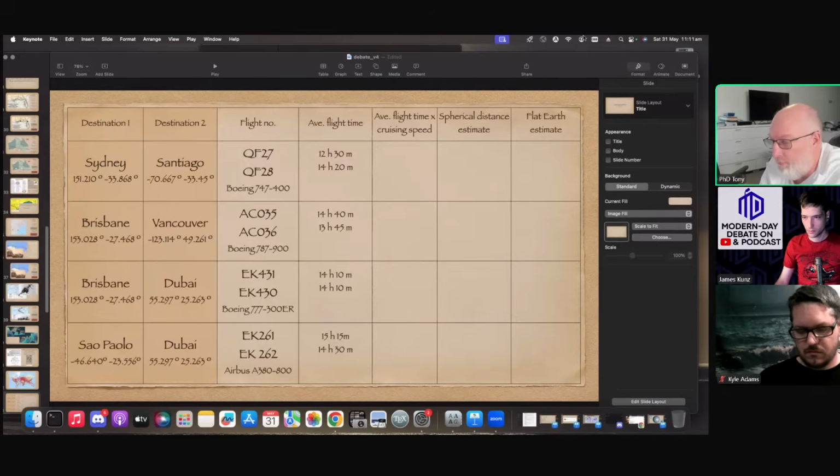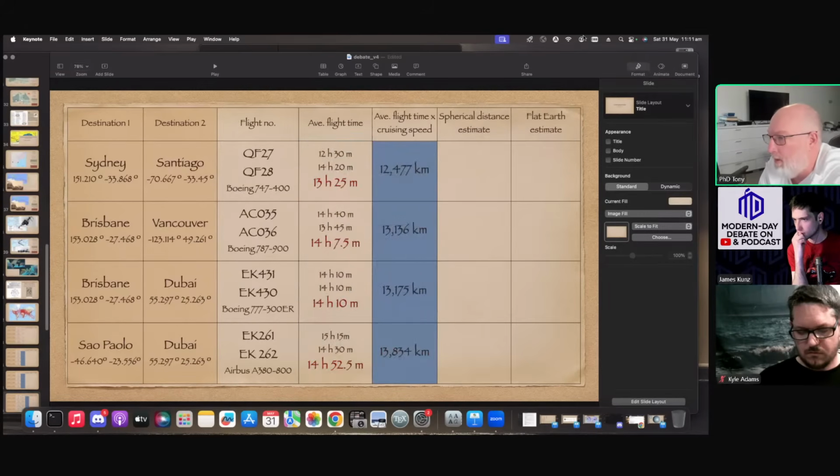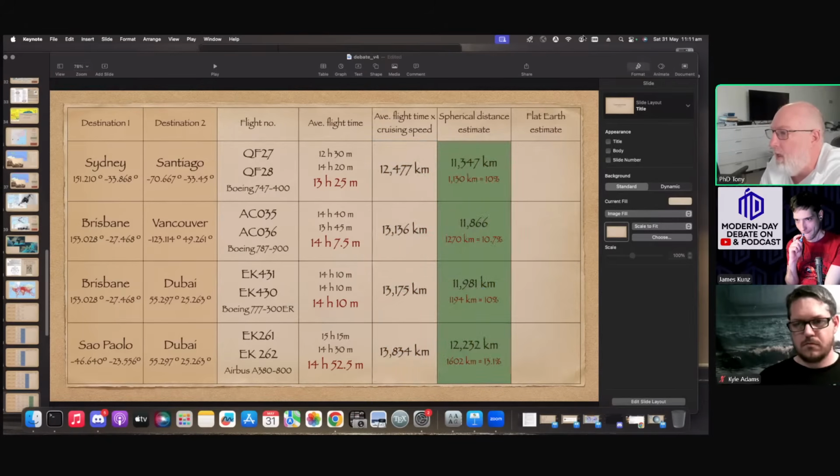The same is true of aircraft routes. Here I've taken 4 journeys. I've listed their outward bound and their inward bound flight times. In that column, I take the average of those, and I multiply them by the cruising speed. So I've given no time to get to flight altitude, no time to navigate side to side or slow down or speed up. I've just assumed that it's instantly at flight altitude and at cruising speed.